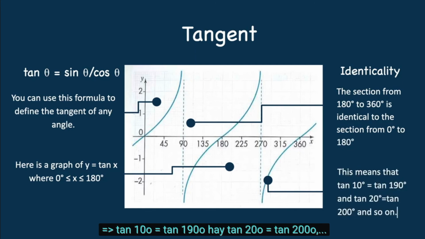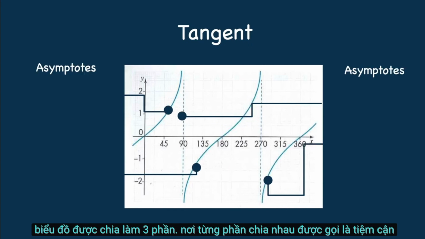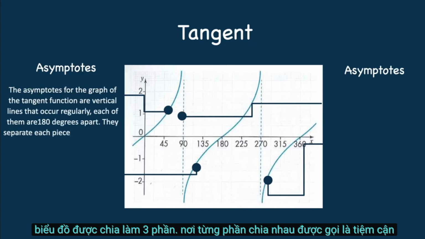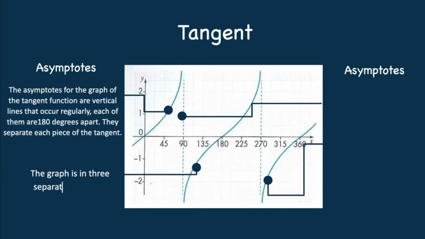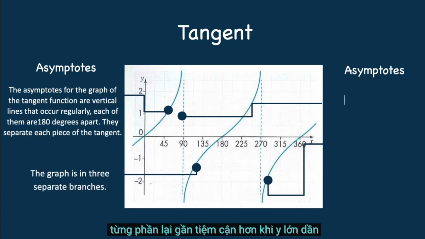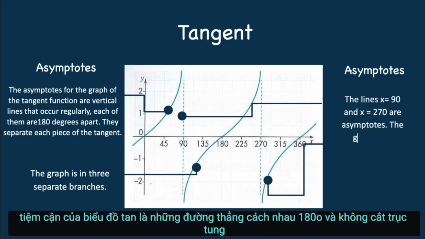Let's look closer into the graph. The graph is in three separate branches. The lines x equals 90 and x equals 270 are asymptotes. The graph gets closer and closer to those lines as y gets larger. In case you don't know what asymptotes are, for the graph of a tangent function they are vertical lines that occur regularly. Each of them is 180 degrees apart, and they separate each piece of the tangent.